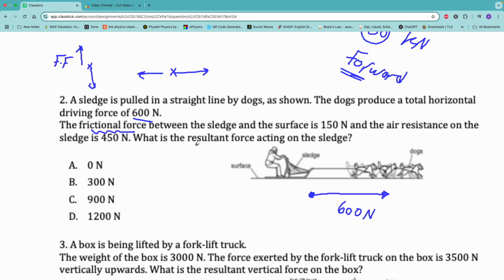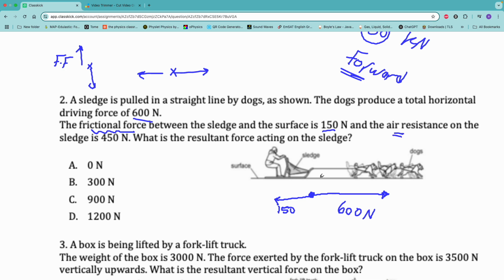Anyways, going to this question. The friction force between the sledge and the surface is 150. So it will be 150. Why did I draw it shorter? Because while drawing you have to consider the length. The length shows the magnitude. So 600 is greater than 150, that's why it's taller.